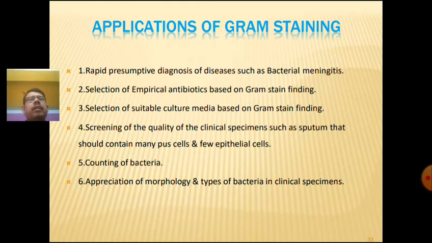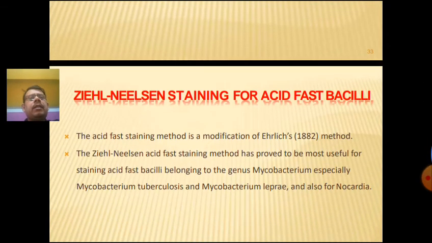Applications of gram staining: rapid diagnosis of diseases such as bacterial meningitis; selection of empirical antibiotics based on the gram staining findings; selection of suitable culture media based on the findings; screening the quality of clinical specimens, such as a sputum sample that contains many pus cells and few epithelial cells; and counting bacteria, and determining the arrangement, morphology and type of bacteria in the clinical specimen.